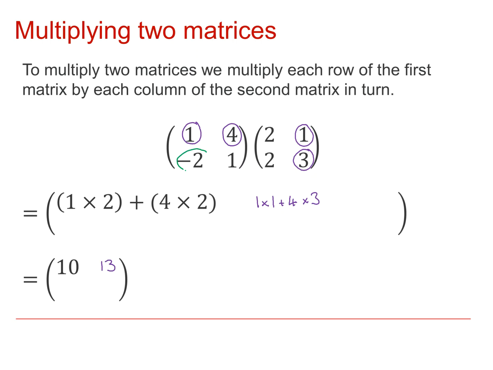Then we multiply minus 2 by 2 and 1 by 2, which gives us minus 4 add 2, which is minus 2. And finally we multiply minus 2 by 1 and 1 times 3, which gives us minus 2 add 3, which is 1.